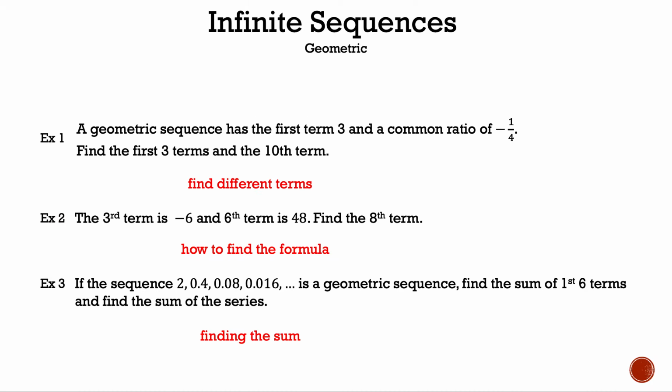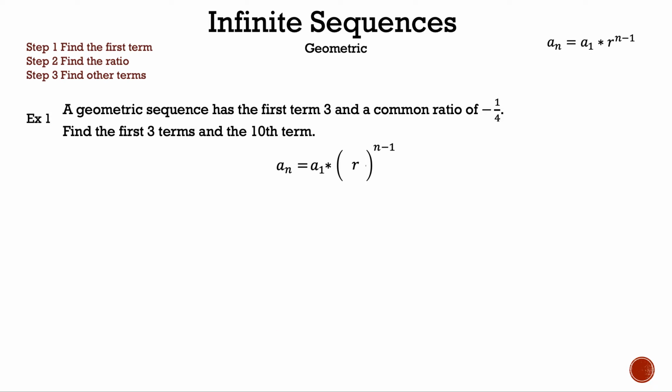Now, let's take a look at the examples that we're going to be discussing in today's video. Let's take a closer look at example 1. Now, let's read the steps. Step 1, find the first term. Step 2, find the ratio. Step 3, find other terms.